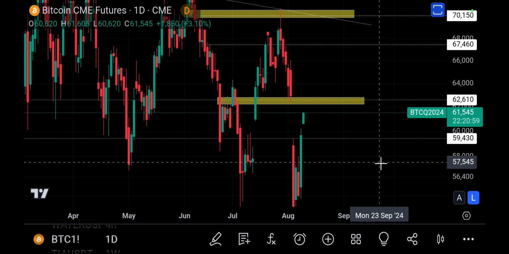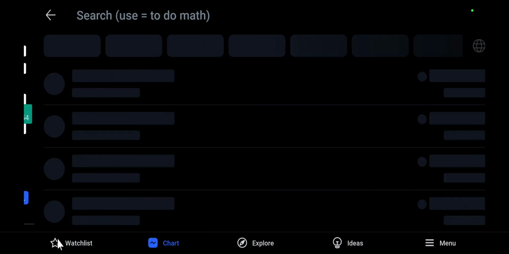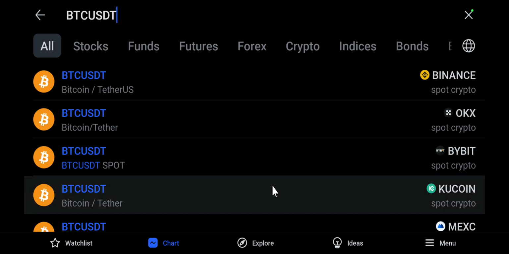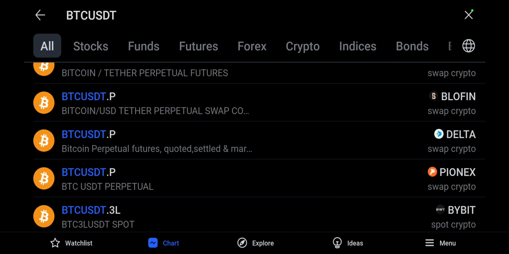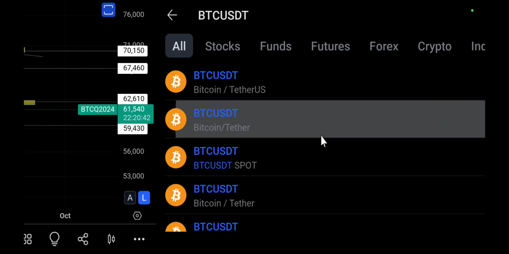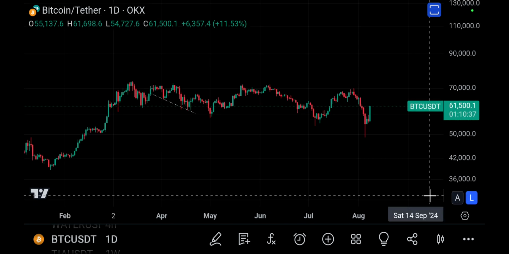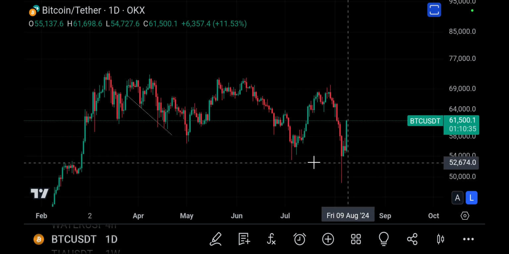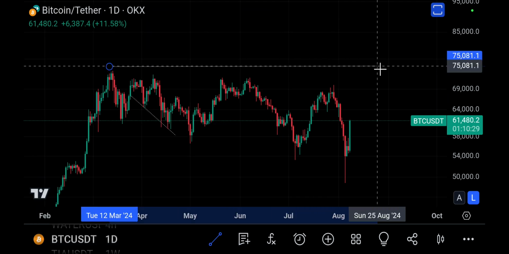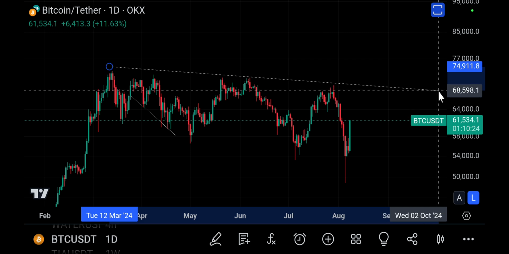So let's move straight to BTC USDT. I don't think there is anything else to talk about here, because I've talked about the CME chart. Like I said, let's just pay close attention to the down sloping resistance here.